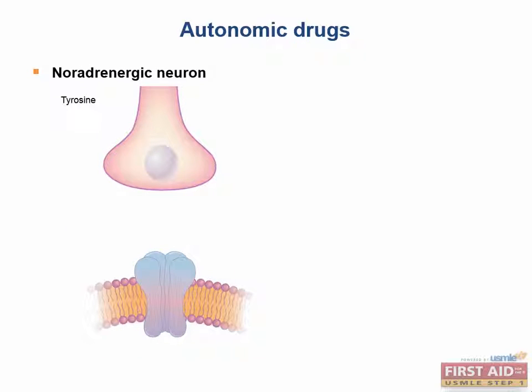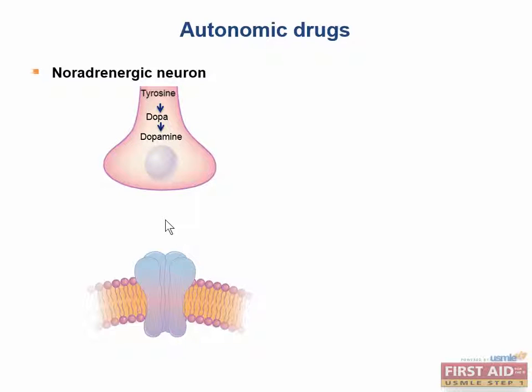The noradrenergic synapse, so that's what we have here. How are the catecholamines synthesized? Well, our noradrenergic neuron is where the catecholamines such as dopamine and norepinephrine are assembled, packaged, and released. First, the amino acid tyrosine, a precursor for all catecholamines actually, is going to be transported into the synapse. Once inside, tyrosine is converted to dopa and then further to dopamine.